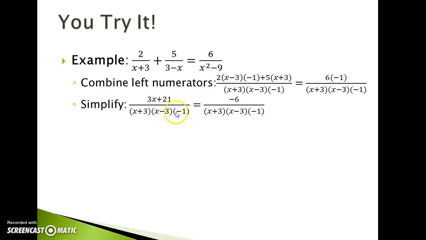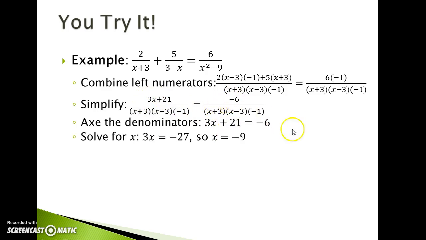And if you think about it algebraically, whatever this is divided by, let's call it a, equals whatever this is divided by a. We can ignore whatever a is here, whatever a is there. If we're dividing by the same thing on either side, it's not going to make a difference in the top, since we're treating both sides the same. So the beautiful thing is we can just axe the denominators. We can ignore them. And we're left with just the numerators. 3x plus 21 equals negative 6. Subtract 21 from each side, so 3x is negative 27, so x is negative 9.